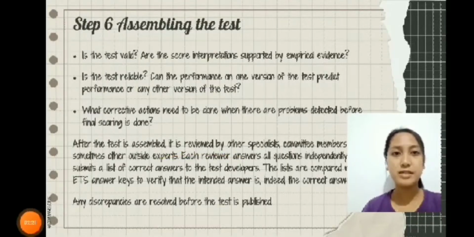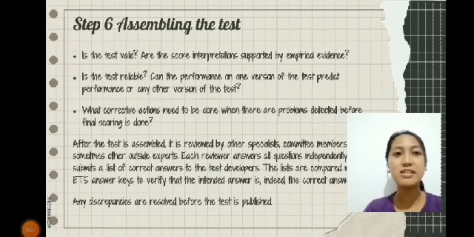Step 6. Assembling the test. Is the test valid? Are the score interpretations supported by empirical evidence? Is the test reliable? Can the performance on one version of the test predict performance on any other version of the test? What corrective actions need to be done when there are problems detected before final scoring is done?